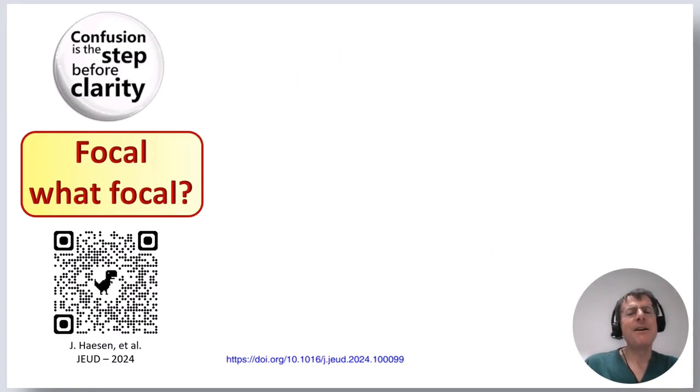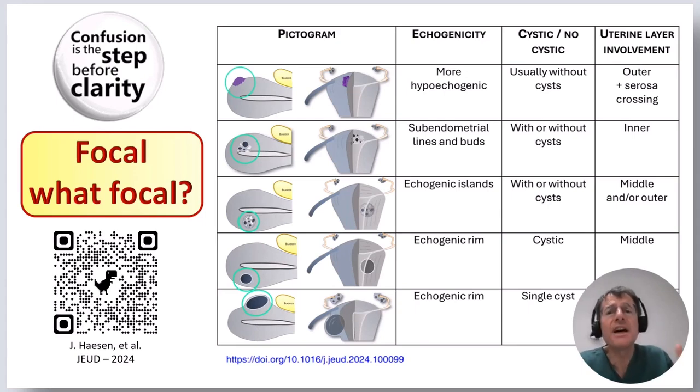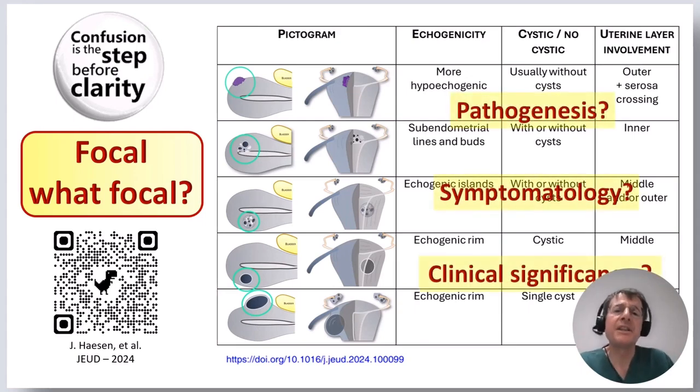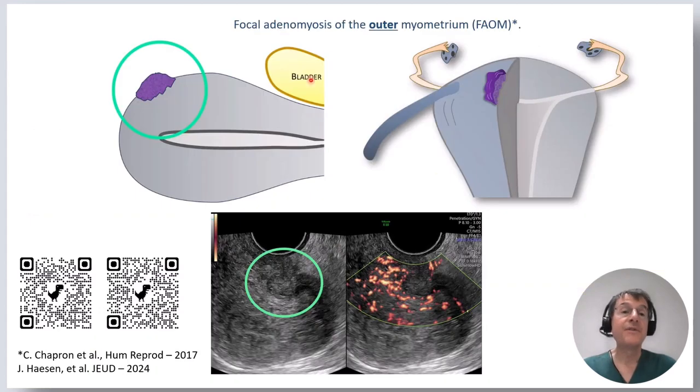Well, talking about adenomyosis, it's even more complex than that, because in the literature they talk about focal adenomyosis, not focal and diffuse adenomyosis, but it's more complex than that. If you look at focal adenomyosis, there are different types, each with their own pathogenesis, own symptomatology, and clinical significance also as to subfertility. For instance, adenomyosis of the outer myometrium more resembles deep endometriosis, and it's more associated with deep endometriosis indeed.